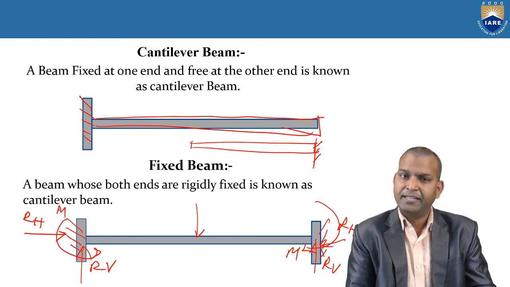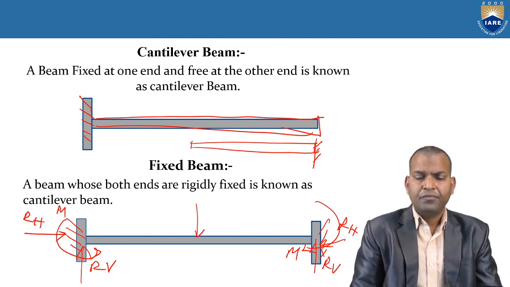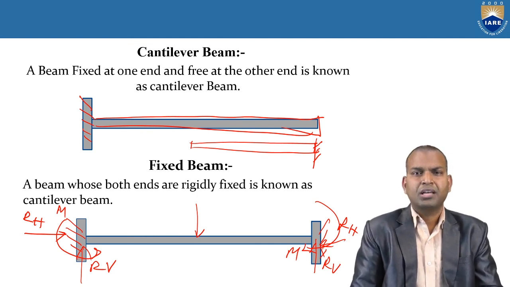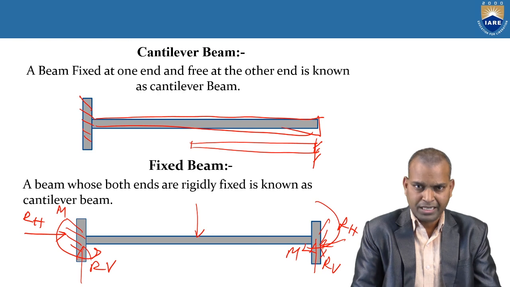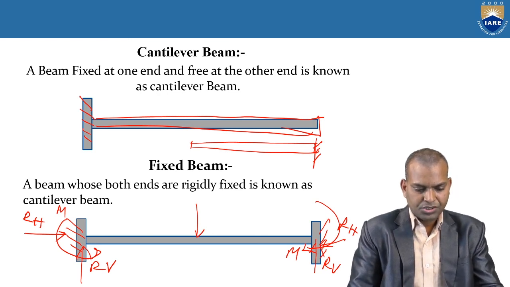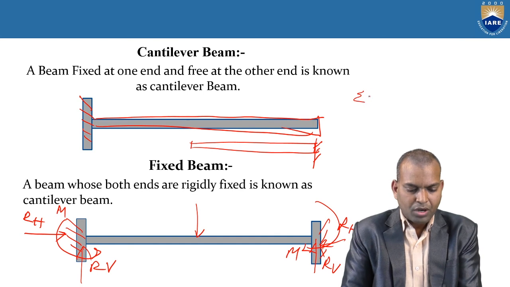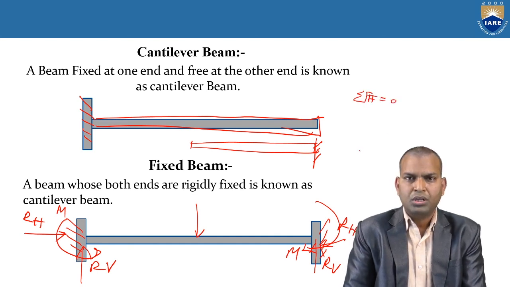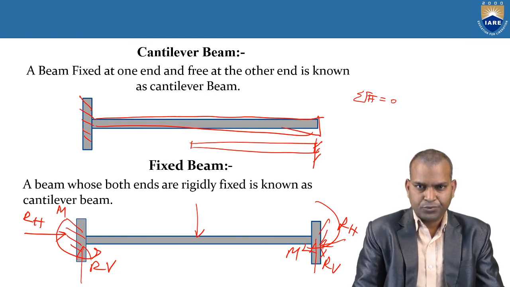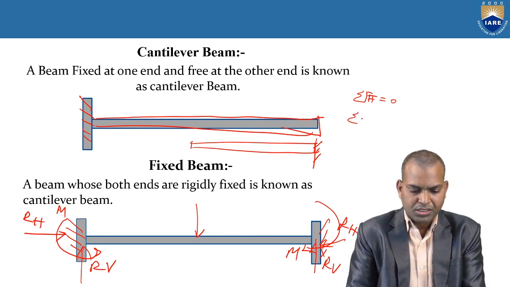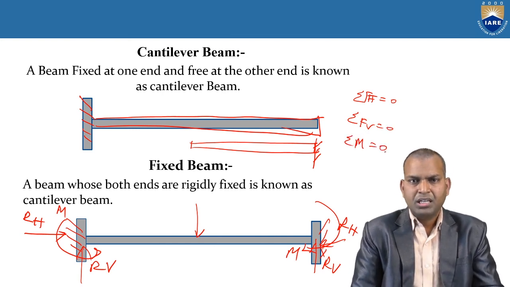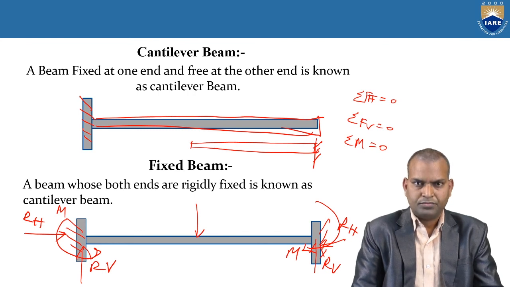How is it possible to find those unknown reactions? With the help of equilibrium equations. There are 3 equilibrium equations based on the fundamentals of engineering mechanics. What are they? Number 1, the algebraic sum of all horizontal forces is equal to 0. Number 2, the algebraic sum of all vertical forces is equal to 0. And number 3, the algebraic sum of all moments is equal to 0. Those are the 3 equations. By using these 3 equations, 3 unknowns can be found.